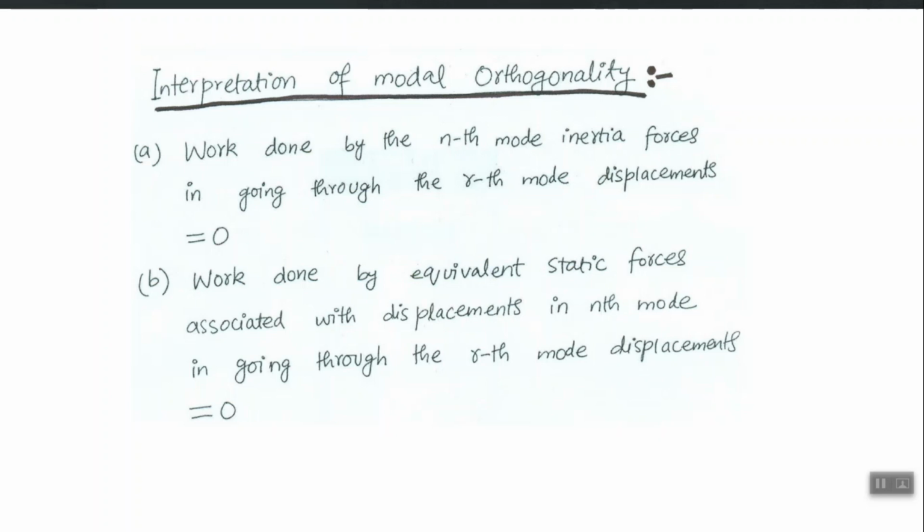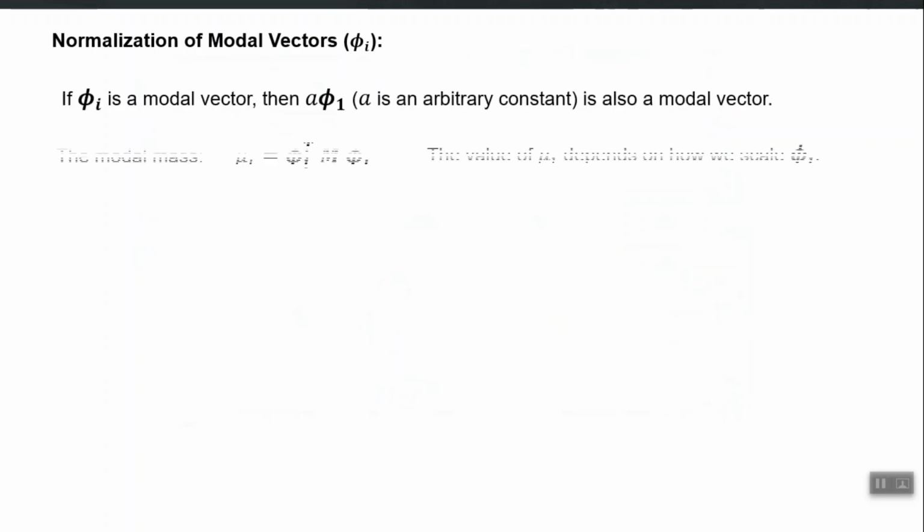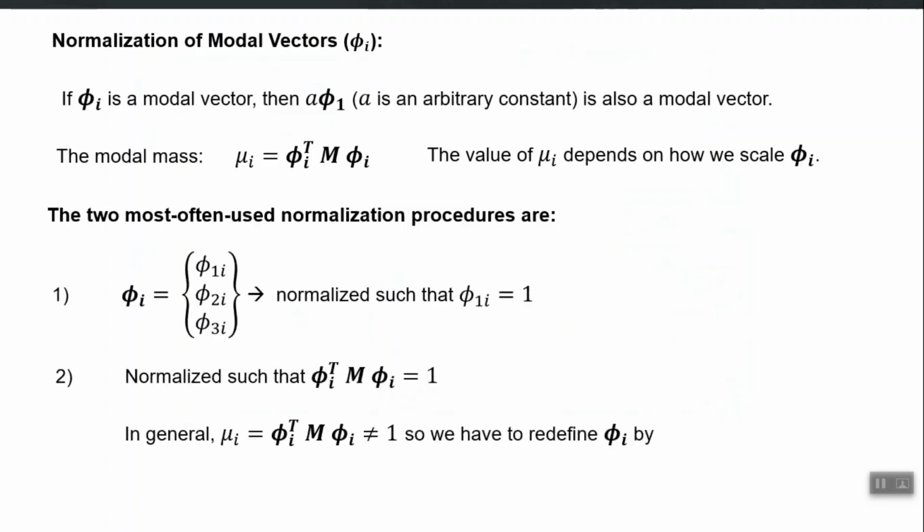Another form of the same statement is that when we apply some static forces corresponding to the nth mode, which want to displace the structure in the nth mode displacement, the work done by those forces in displacing the structure in any other rth mode will be 0. This is another way to interpret modal orthogonality. One more concept, and then we will go to the forced vibration case and apply this orthogonality property.